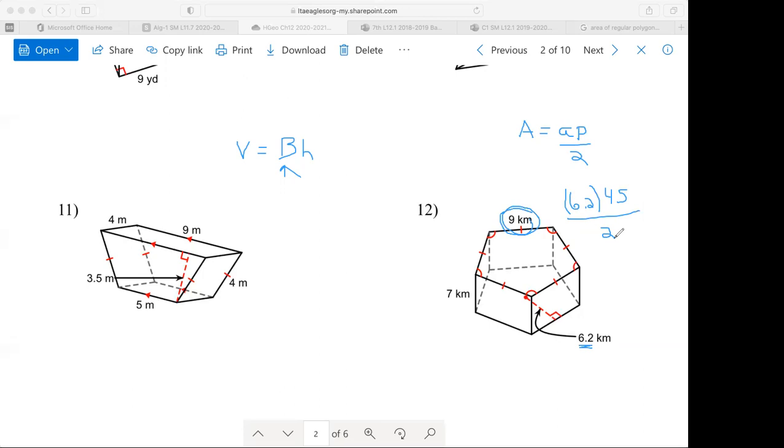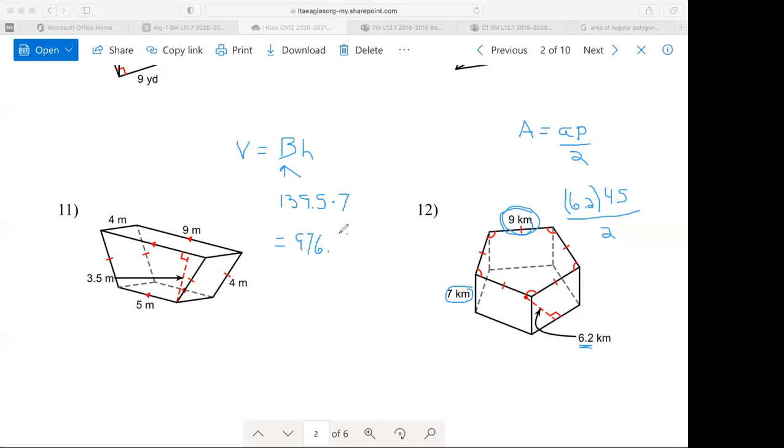Okay. 6.2 times 45 divided by 2, and that would be my base area. 139.5. And we need to take that and multiply it by the height of the prism. Well, the height is the distance between the two pentagons. That's 7. So multiply your answer times 7 and you get 976.5.